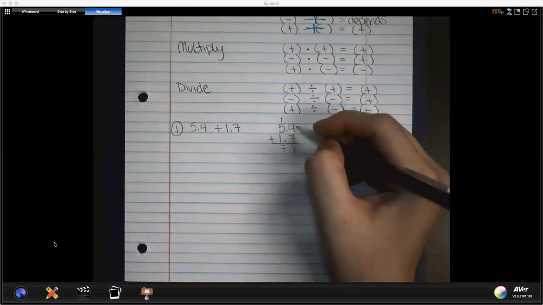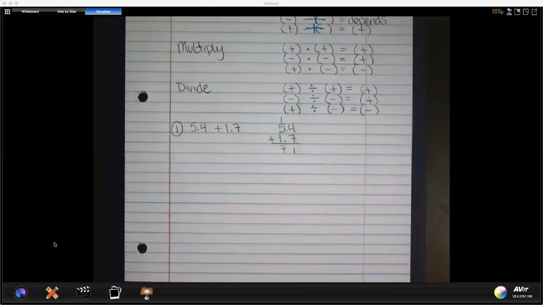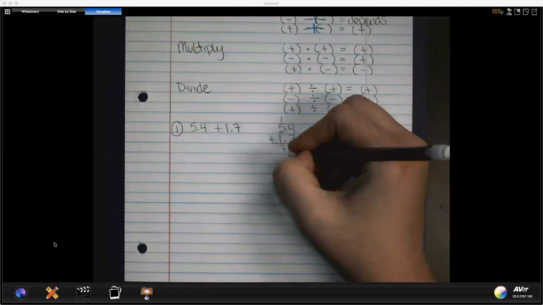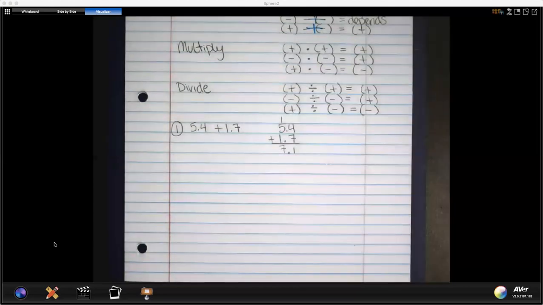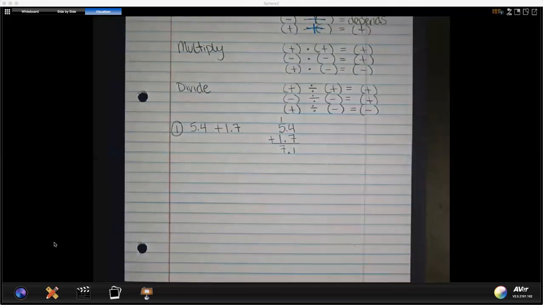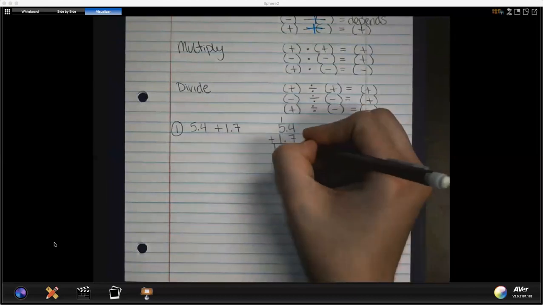Okay, so how do we know where the decimal goes? We bring this straight down, okay? So that will change later when we're doing multiplying, but with adding, you just bring it straight down. So the answer is 7.1, okay?